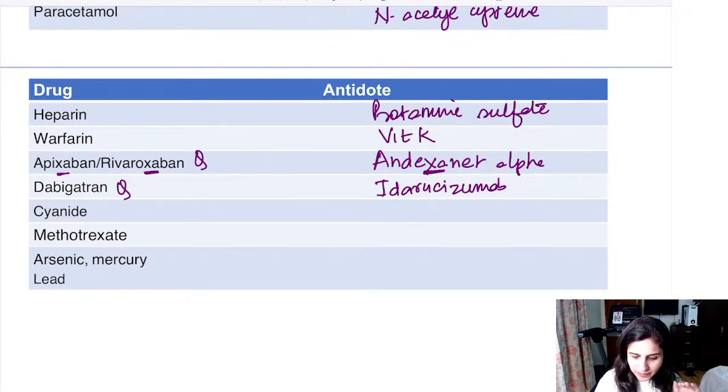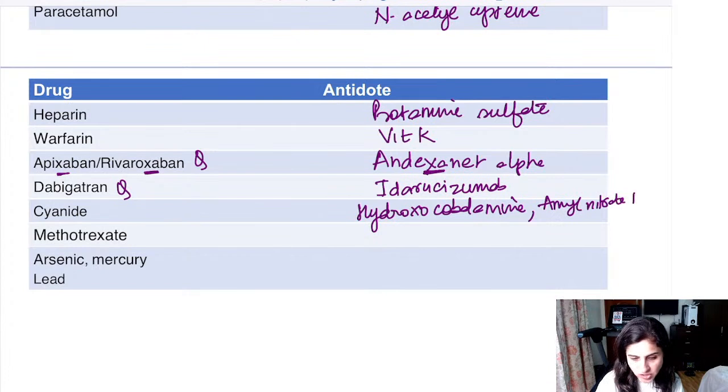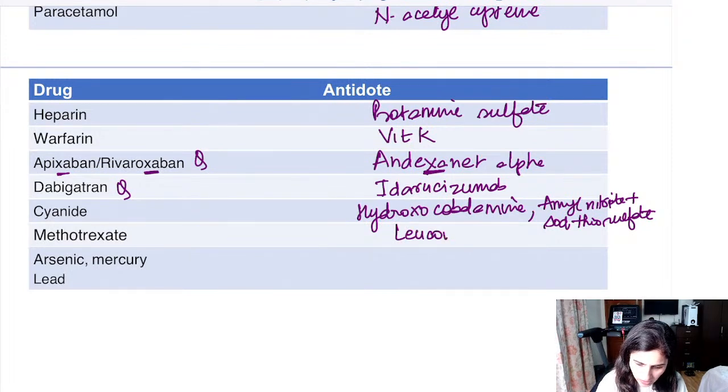Cyanide poisoning. For cyanide poisoning, either we give vitamin B12, that is hydroxycobalamin, or we can also give amyl nitrite plus sodium thiosulfate. Amyl nitrite plus sodium thiosulfate. Methotrexate, leucovorin or folinic acid that you call. Folinic acid, leucovorin, anything that you can use.